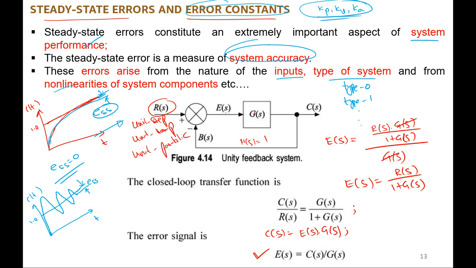If it is unit step, there exists some error in the system. That error we call the position error constant. Then if the input is unit ramp, we call it velocity error constant, Kv. If the input is unit parabolic, we call it acceleration error constant, Ka. Kp, Kv, Ka, based on the type of the input we apply for the system.